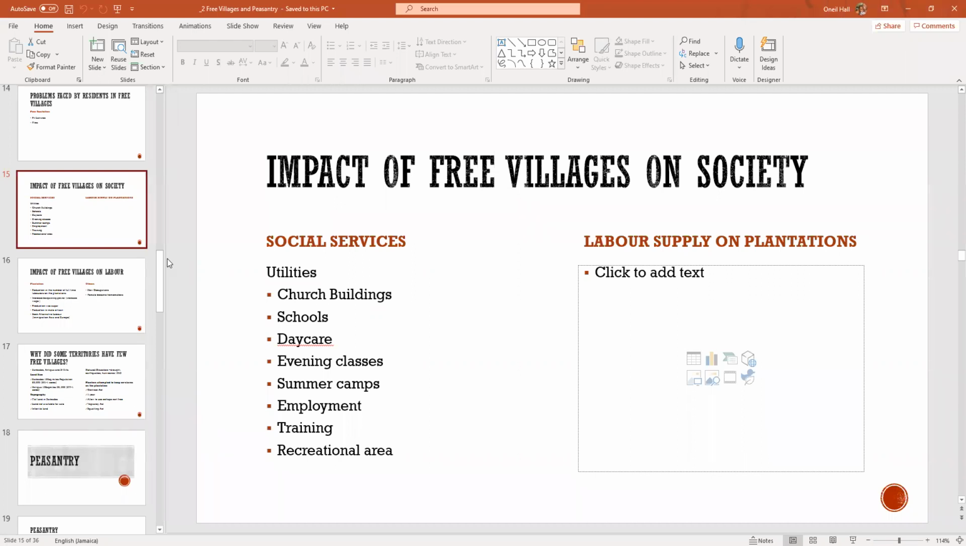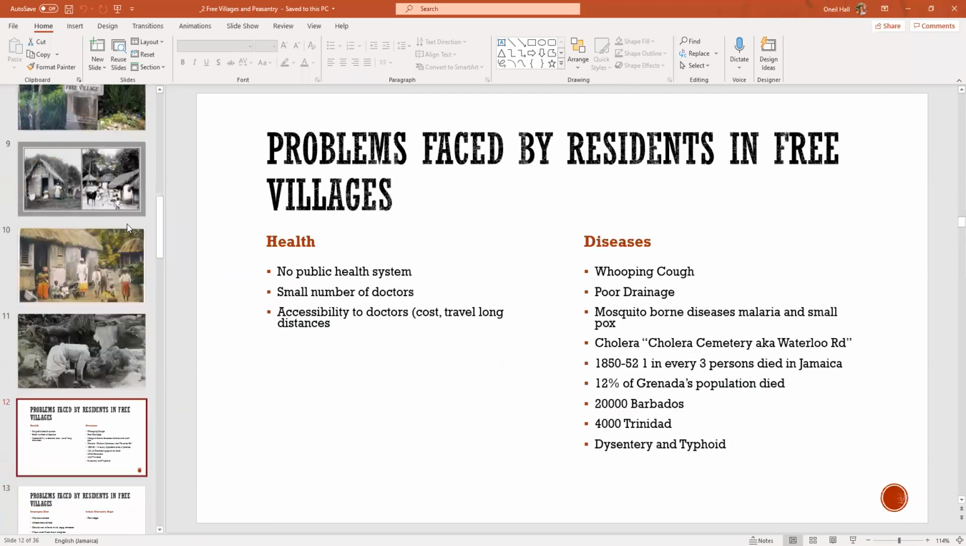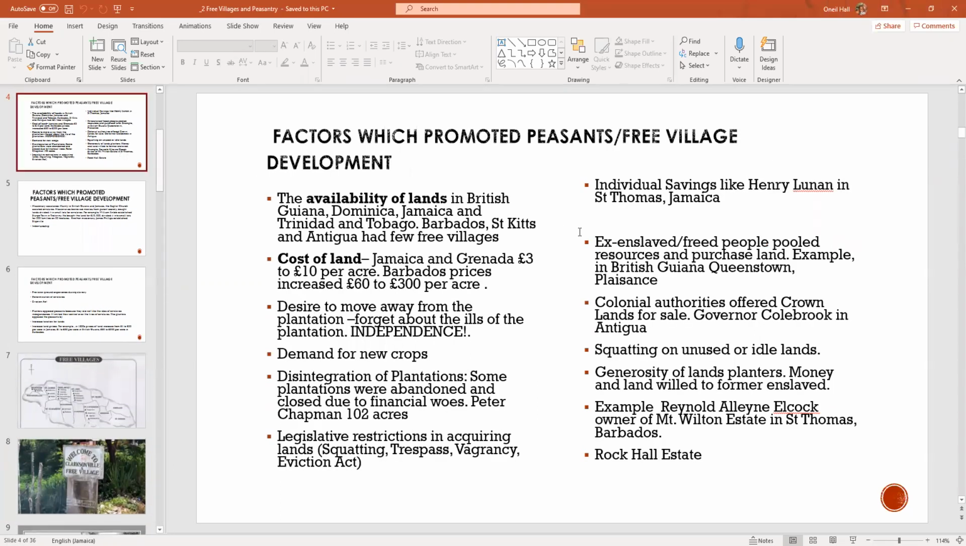Sir, also the ex-slaves pooled their money together, I think, to afford the land, and they just shared it. Very good. There was an example. It was in Jamaica. Sorry, the example that you gave, what was the name of it? I think it was in Trinidad. You have Jamaica, where the man Lunan bought land with his saved personal money, but the enslaved people would have put money together. I think it was in British Guiana, where Queenstown was one such area.